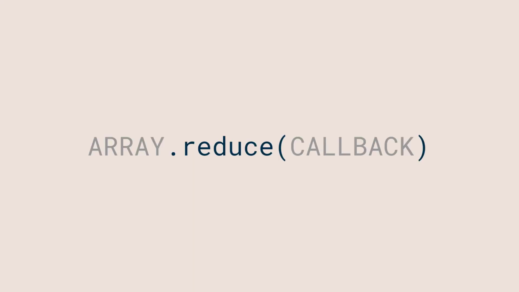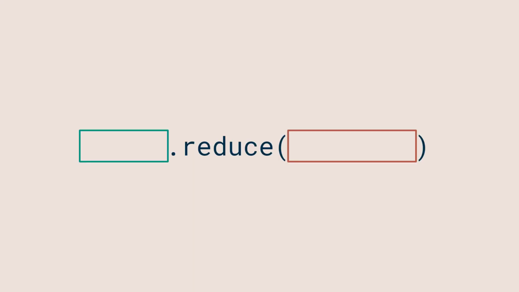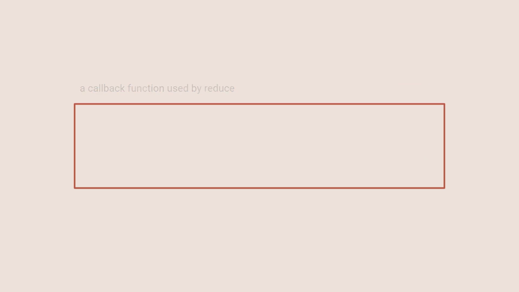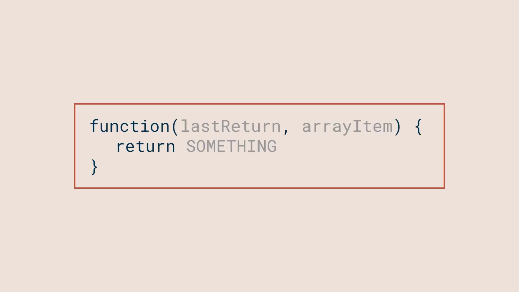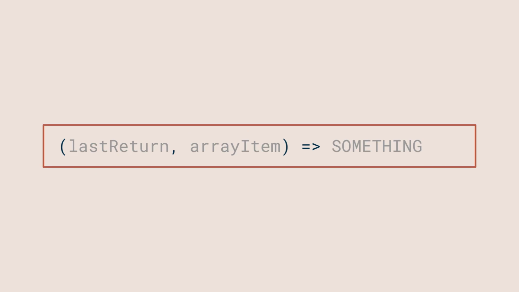When you use the reduce array method, there are two spots that you need to fill in: the array that you want to reduce and a callback function that is used by reduce. That callback function should have two parameters and it should return something. Usually that callback function is not written as a normal function. It's usually written as an arrow function, and even more commonly as a one-line arrow function. This is the same function as the two previous ways of writing it, just written in a more succinct way, which often works nicely with the reduce array method.